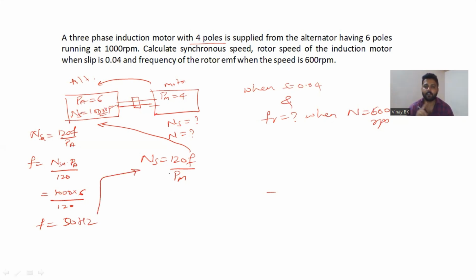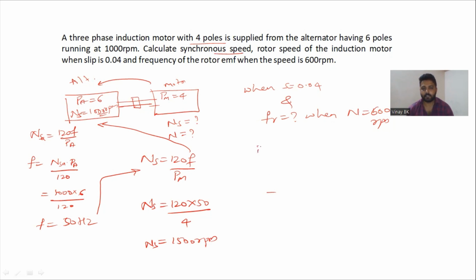The frequency for the alternator and motor is the same; there is no change in frequency. So from the alternator data you find the frequency, then substitute that frequency into the motor data to get the synchronous speed. Ns of the motor is 120 into 50 divided by Pm, which is 4. You get 1500 rpm synchronous speed of the motor. The first case is finished: synchronous speed 1500.